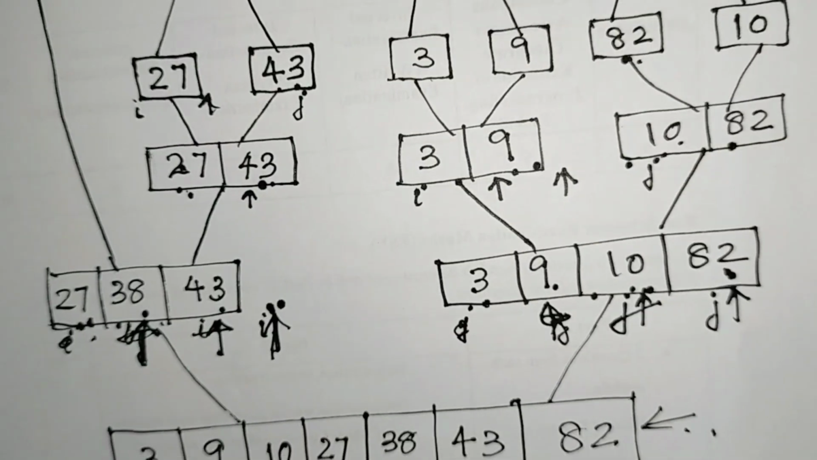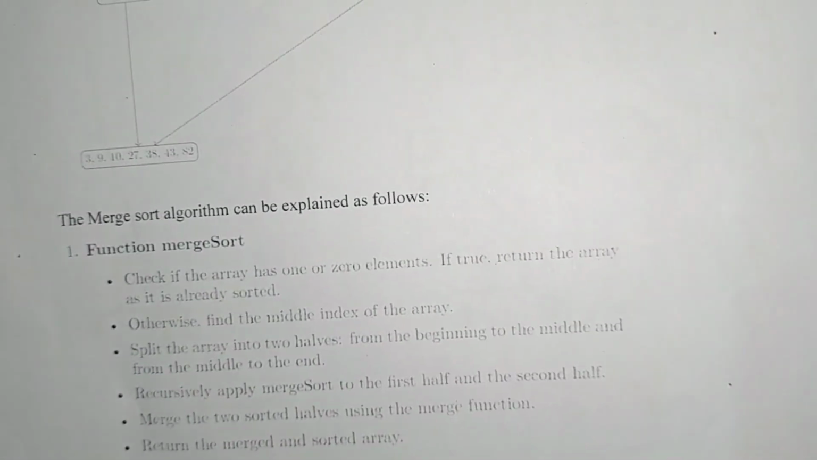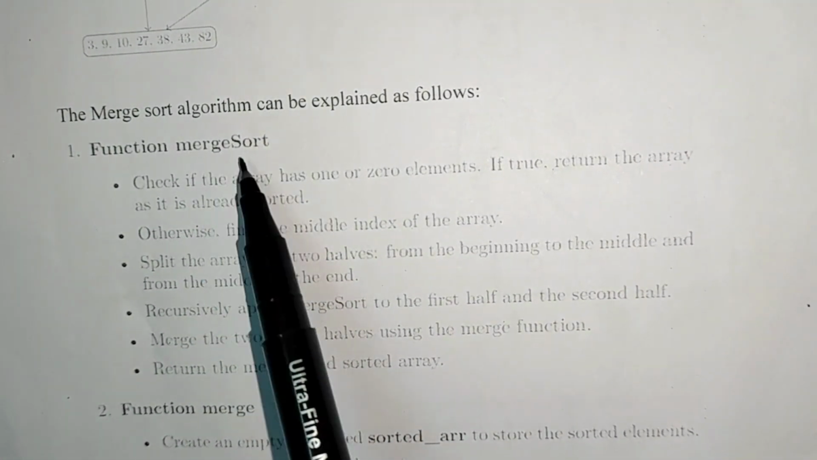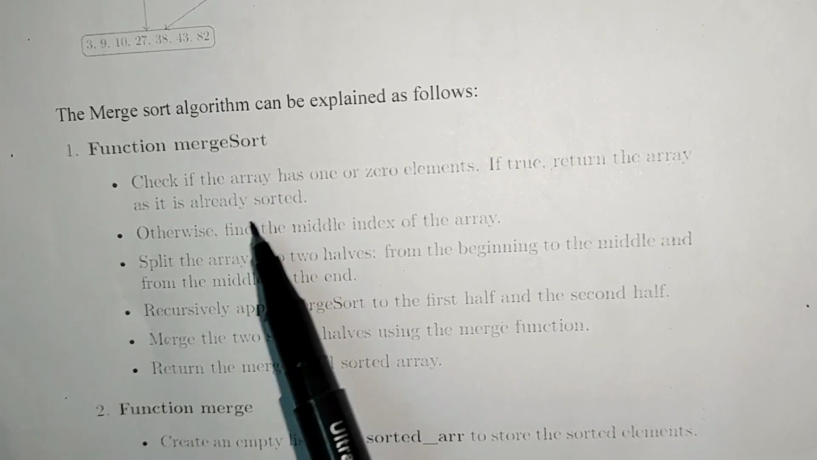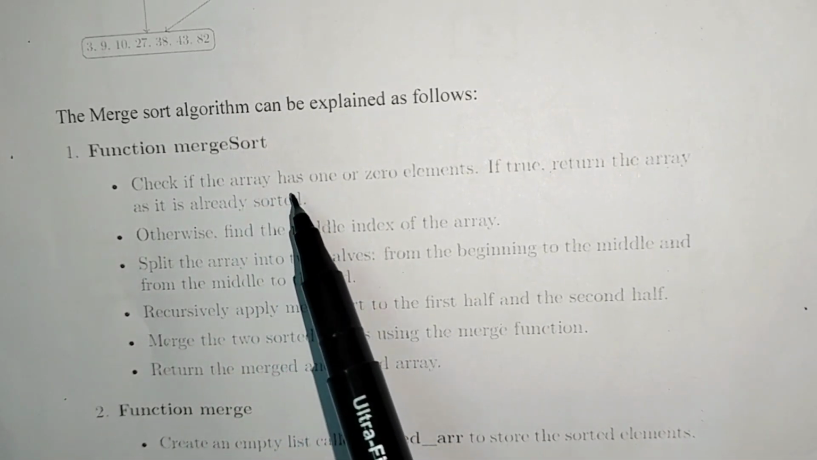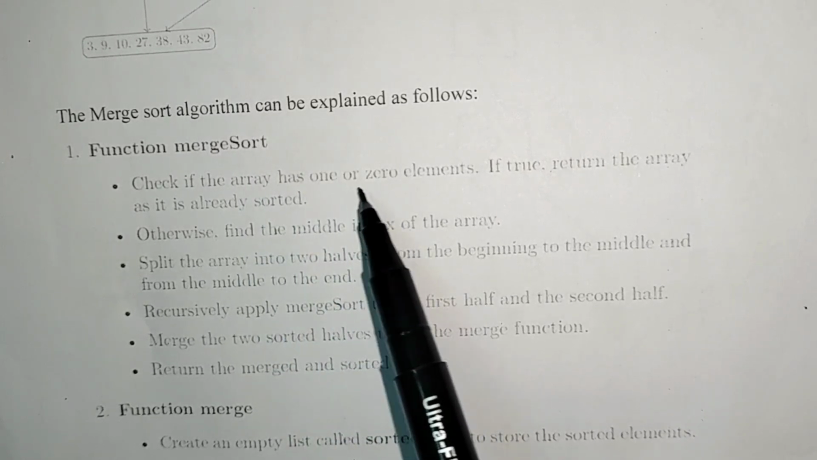Now let us explain the steps of the merge sort we just did. Here there are two functions, merge sort and merge. Merge sort is the recursive function which is used to divide and conquer each of the arrays. In order to divide each array, what we do, first we check if the array has 0 or 1 element.